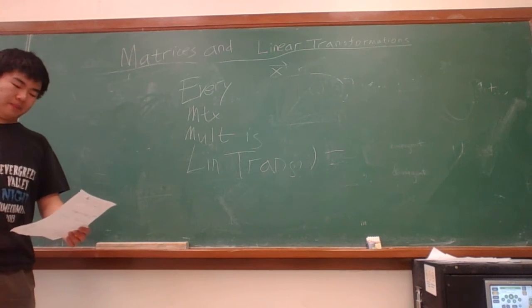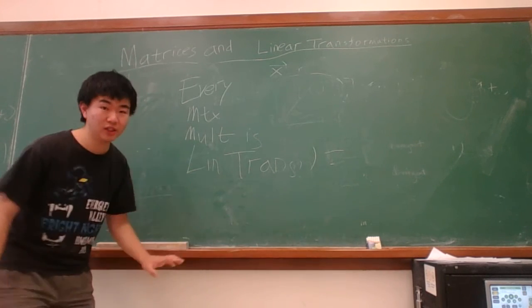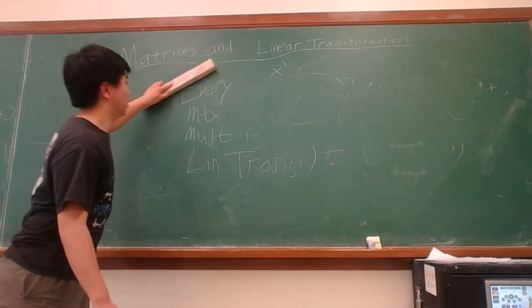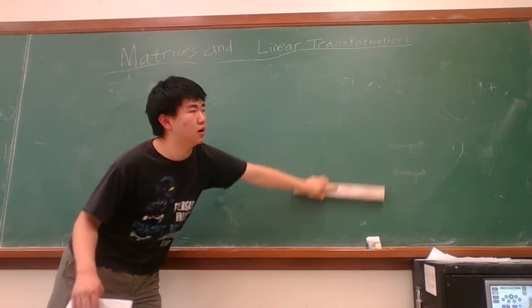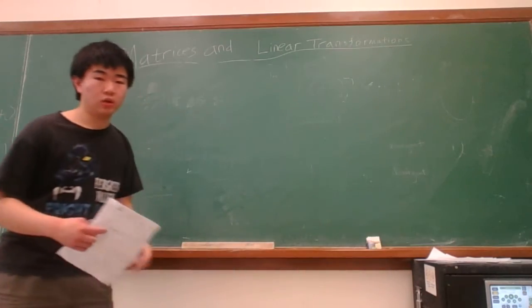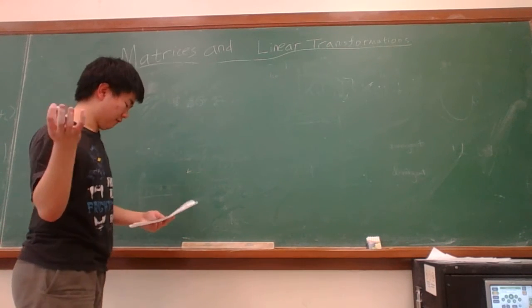Now, but can every linear transformation be represented as a matrix multiplication? So now here's where we get to the interesting stuff. All right. So let's take an example first. Okay. So in this example, we are going to have some input vector.